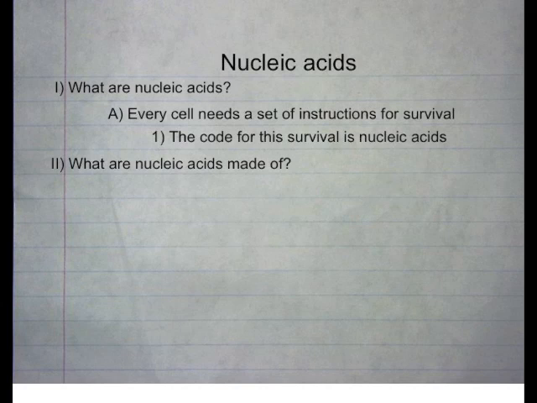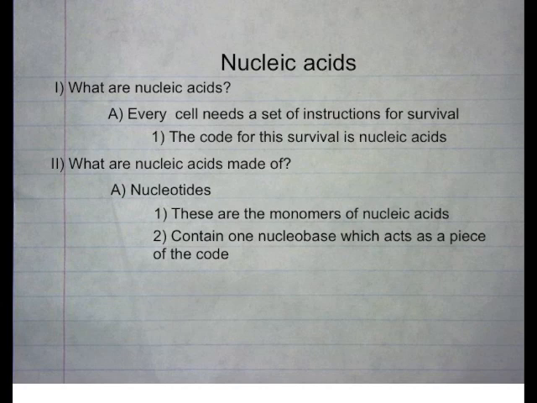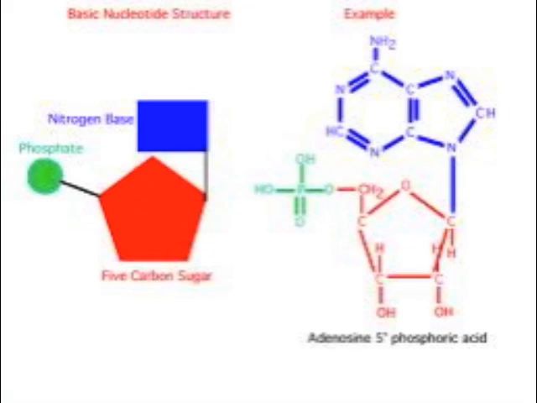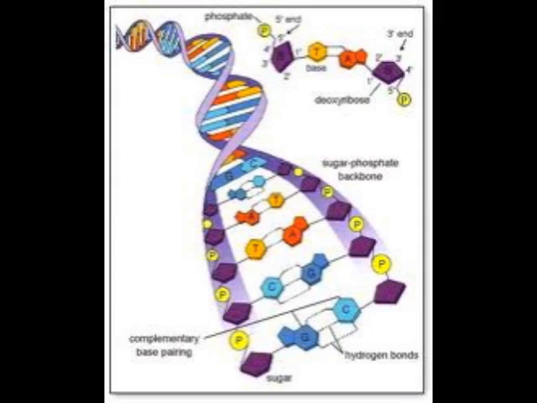What are nucleic acids made of? Nucleotides. These are the monomers of nucleic acids, and each contains one nucleobase which acts as a piece of a code. Nucleotides consist of 3 parts and are very small. However, when they're stacked on top of each other, they can create large nucleic acids such as DNA and RNA.